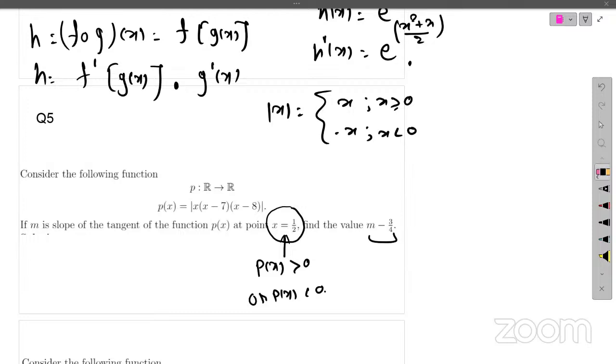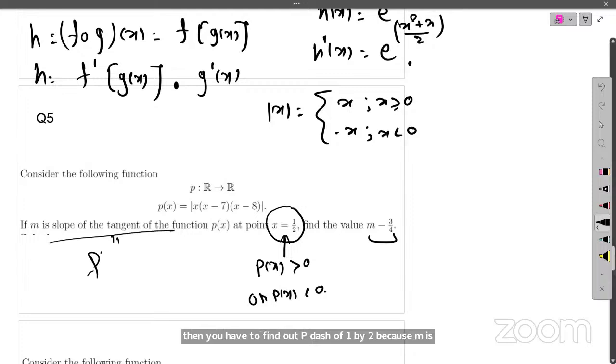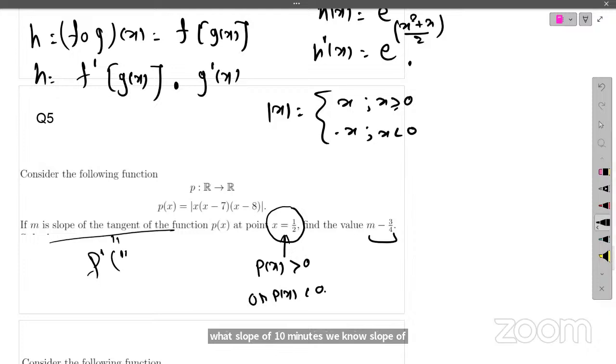After finding p of x, what should we do? Substitute. Then you have to find out p dash of 1 by 2, because m is the slope of the tangent. We know the slope of the tangent is p dash of x, meaning the derivative of p of x, evaluated at the point.